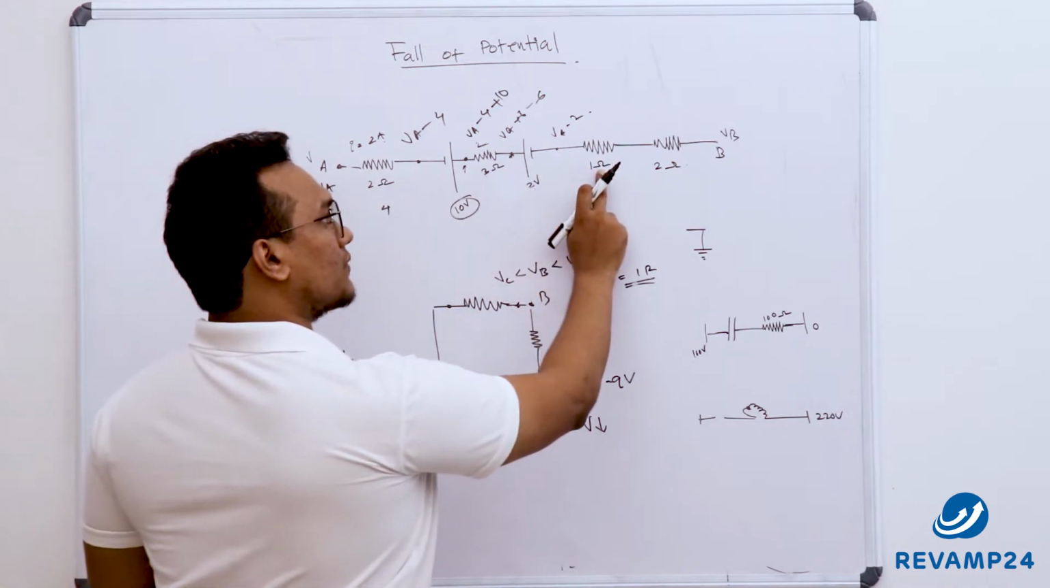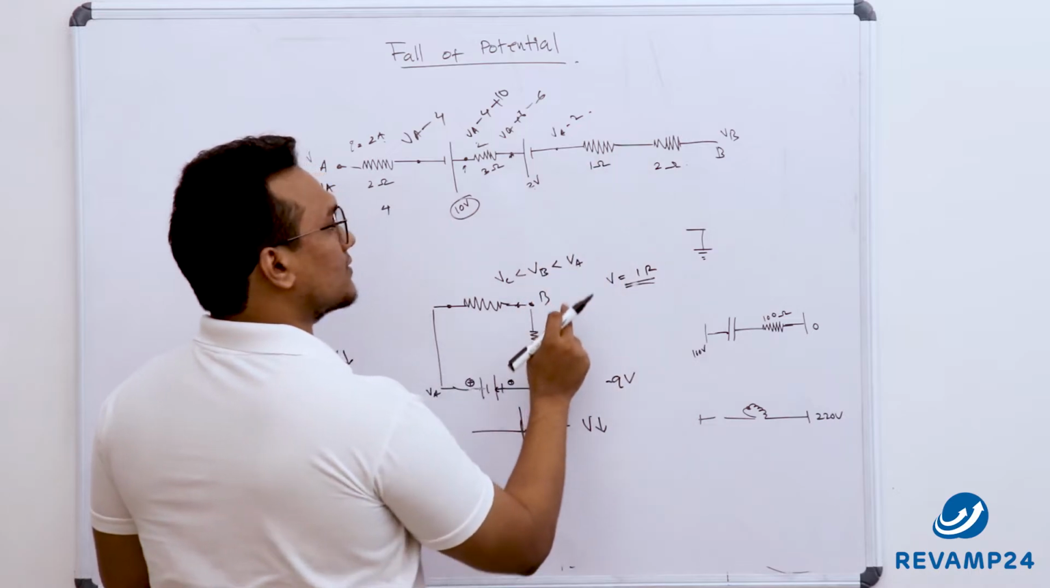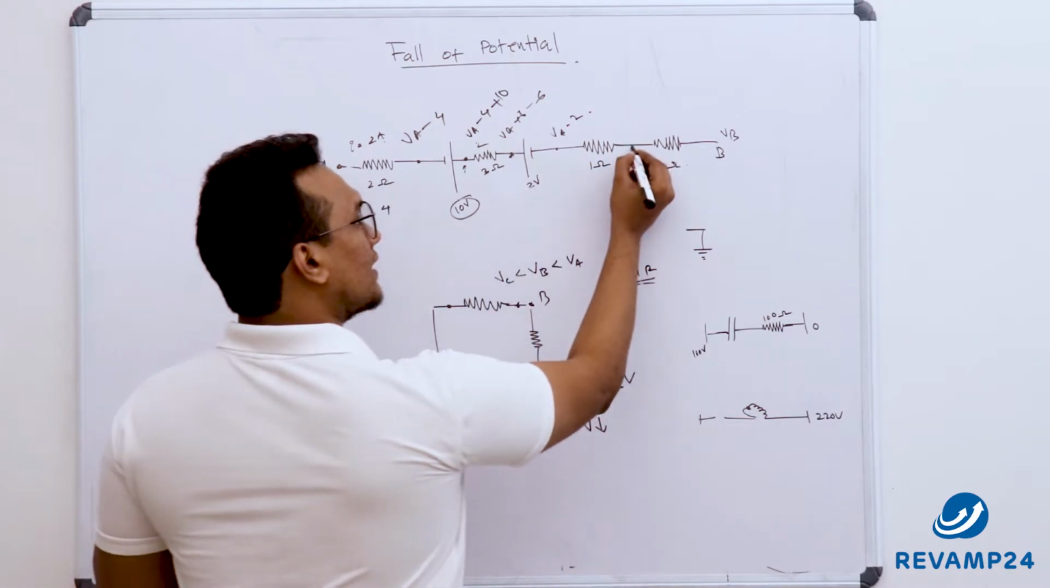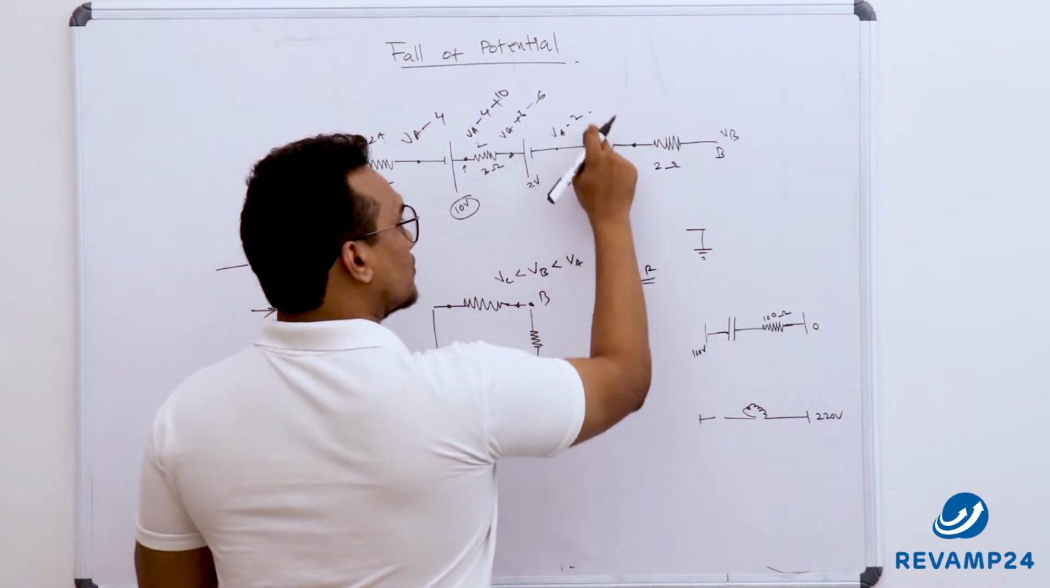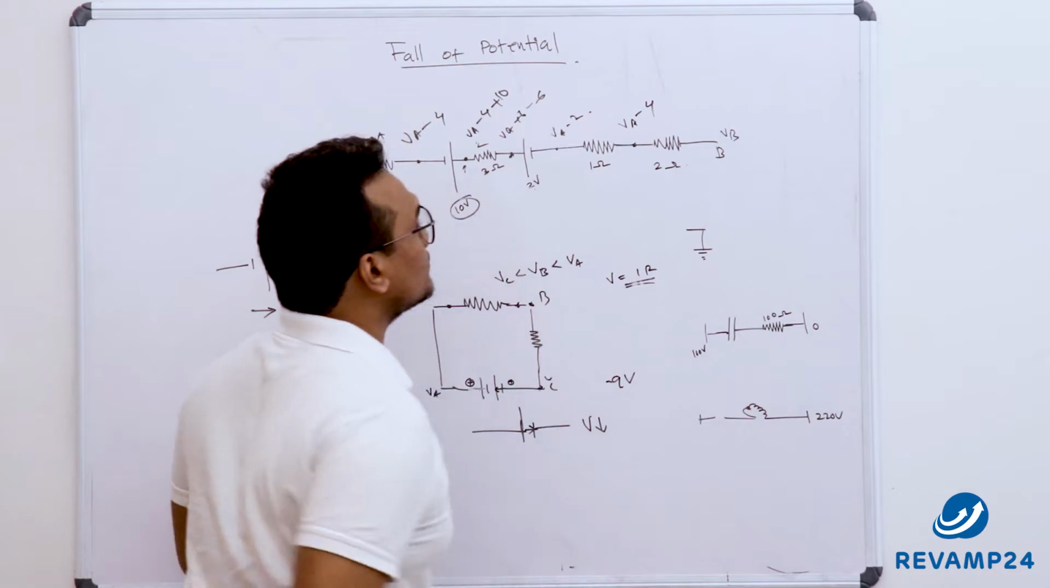Now, 1 ohm resistor it is, current will be 2 itself. So what is the potential difference across this thing? 2 into I from the IR equation. Okay, now here it will decrease. So VA minus 2, again 2 will decrease, then that will become VA minus 4.